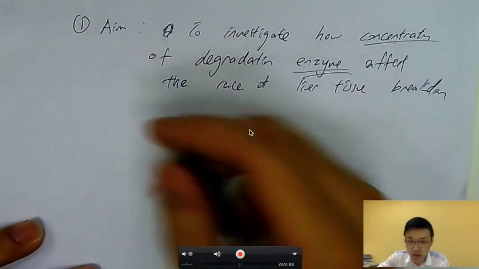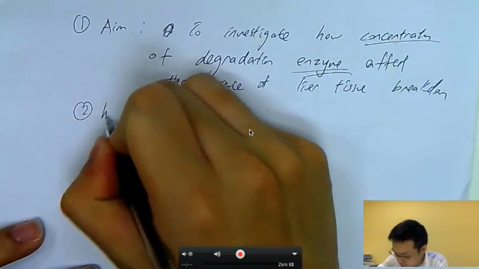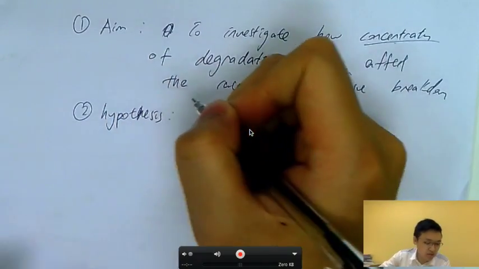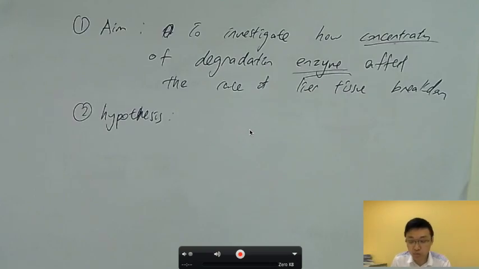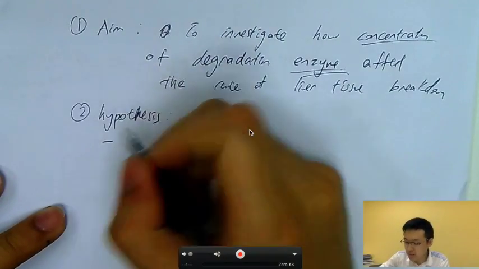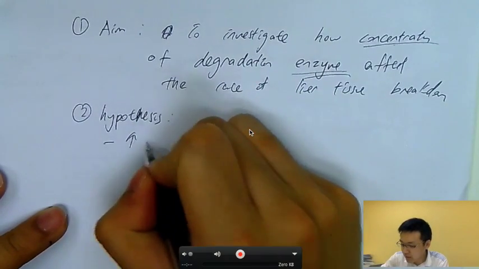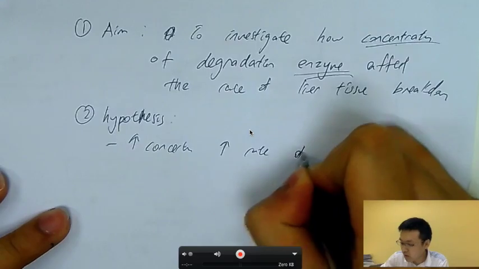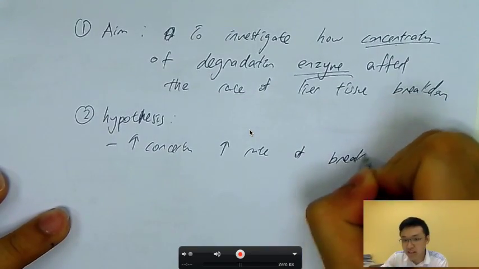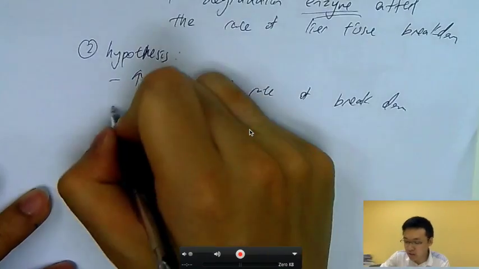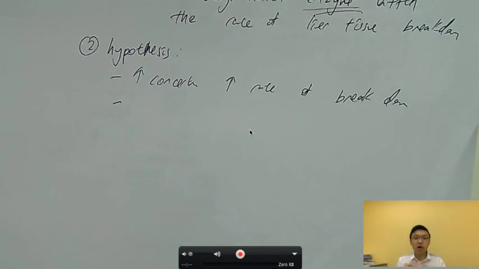Then for the hypothesis, you need to give what you expect would happen. For this particular example, you can say the hypothesis is that increased concentration will increase the rate of breakdown. That's the scientific theory, we all know that. But the point here is why. You also need to use scientific theory to explain why this is the case.